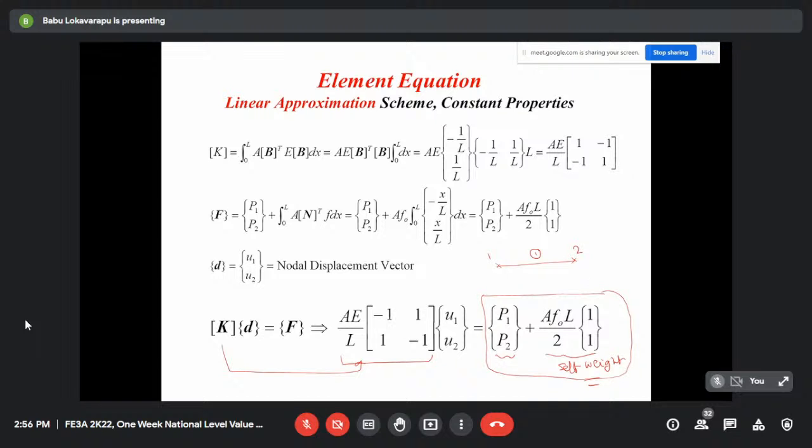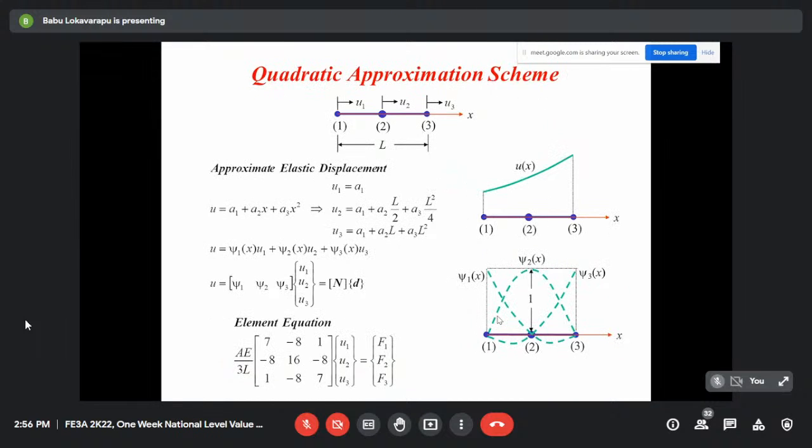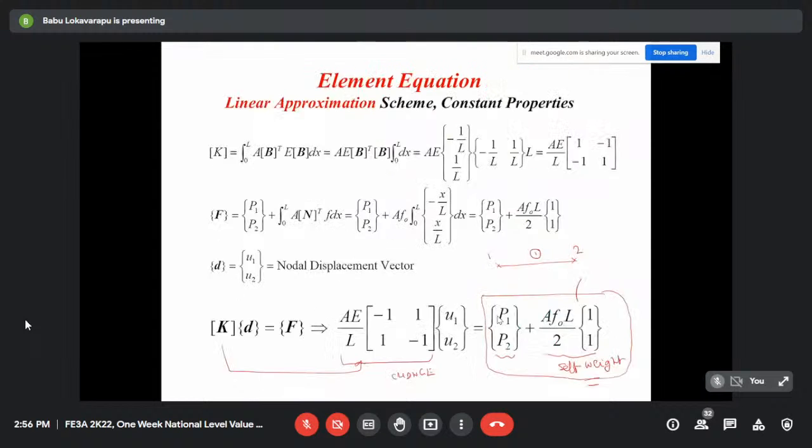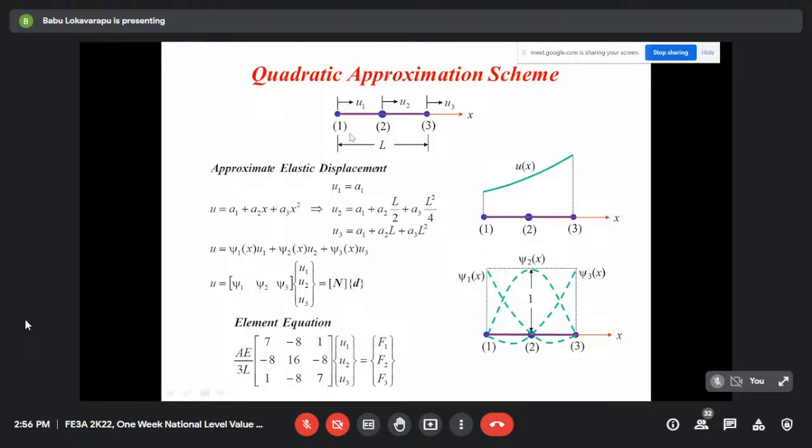The only thing that is going to change from element to element is this; this is self weight and this is external. You can proceed accordingly. I told you about this 3-noded quadratic approximation. Now see here, this is 2-noded, a linear approximation, and this is our stiffness matrix. If we move on to quadratic, what is changing here?